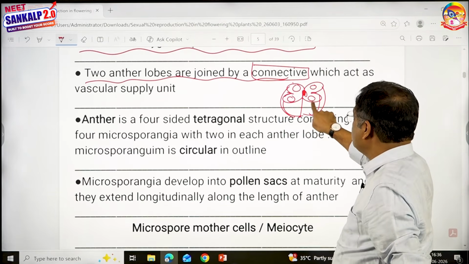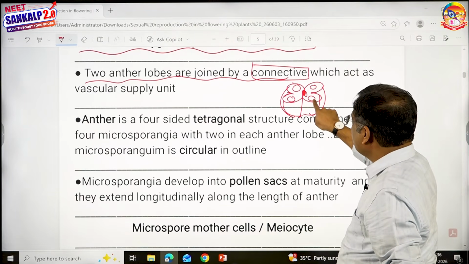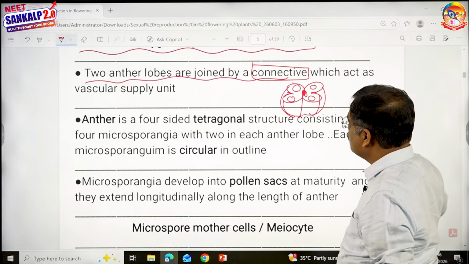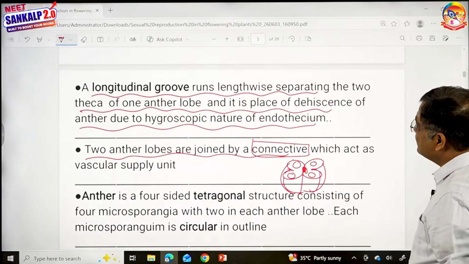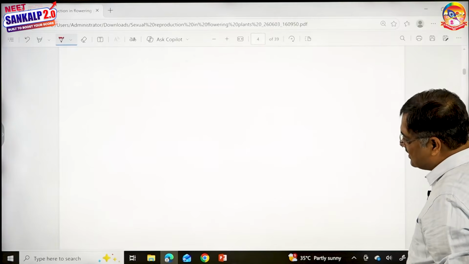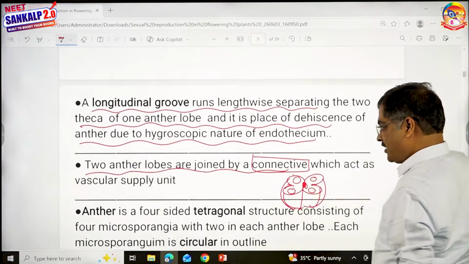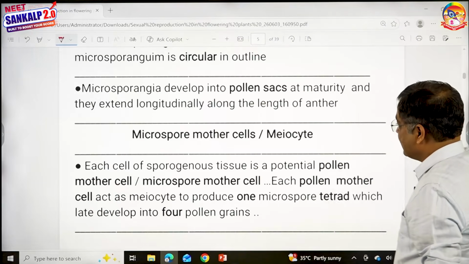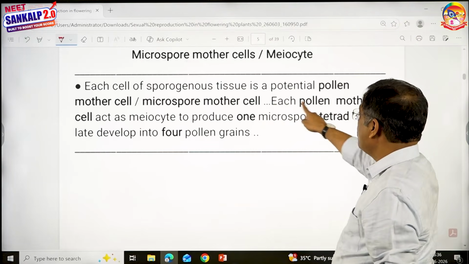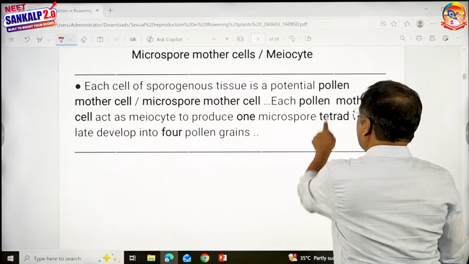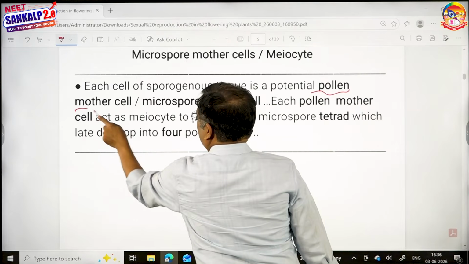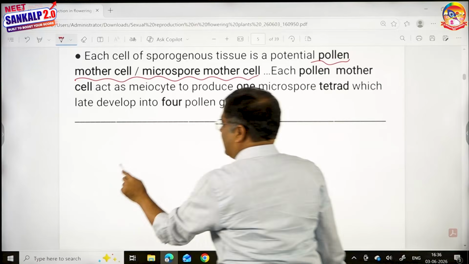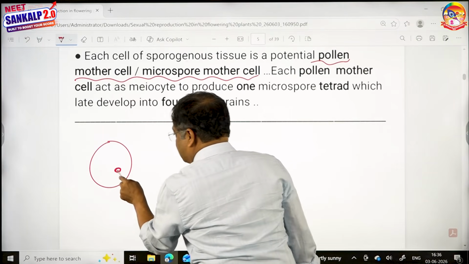Initially, it contains sporogenous tissue. They give rise to microspore mother cells. They undergo reduction division and give rise to microspores. We discussed the microspore mother cell and that it produces microspores. Then the microsporangium develops into pollen sacs. Each cell of sporogenous tissue is a potential pollen mother cell or microspore mother cell. Look here, this is the microspore mother cell.